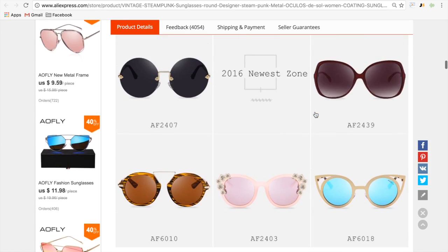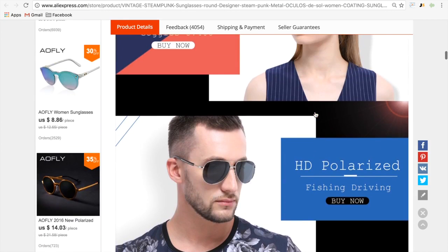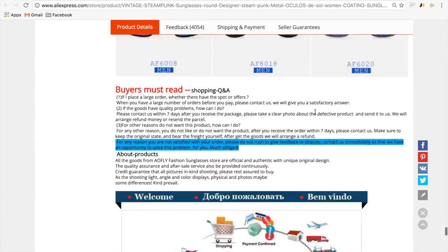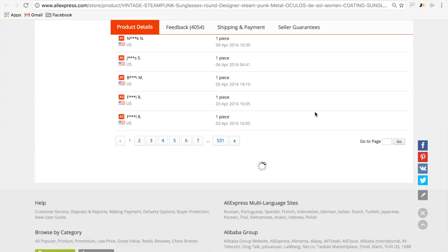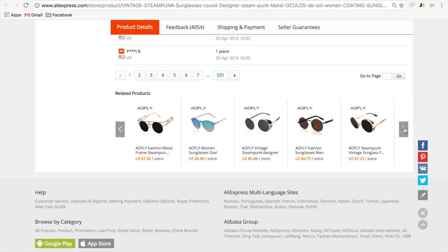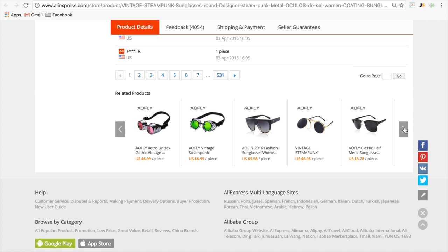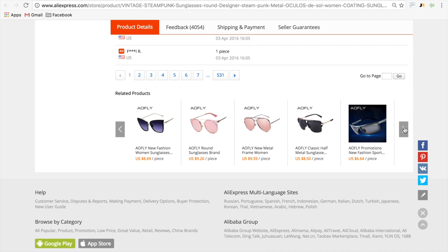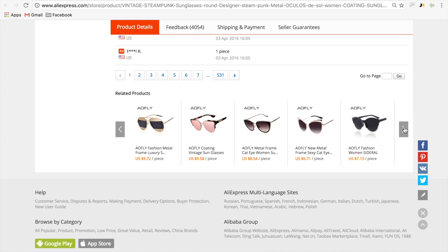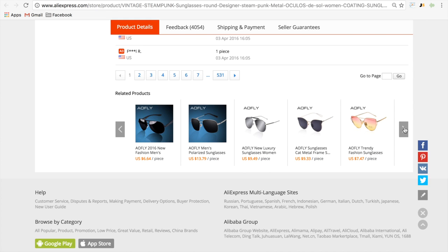Now, let's say that you like that product, you think it's a good idea to start promoting, you add it to your store. So what you can do is you can come down and dive deeper into AliExpress. You can go to the related products of this specific seller. So let's just take a look at the other sunglasses that this person has, right? It definitely looks like they have many sunglasses. Actually, it looks like they sell only sunglasses here. But let's see what we find.